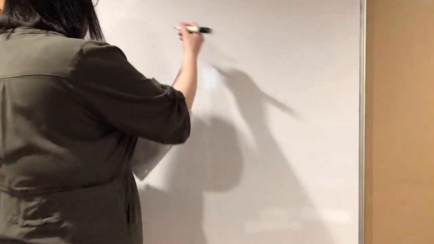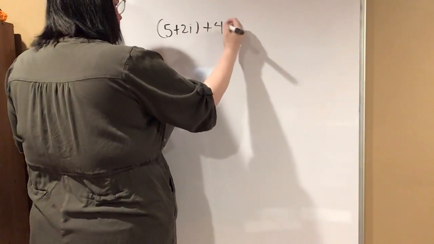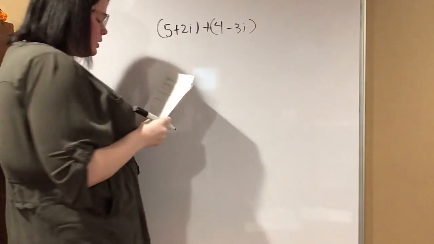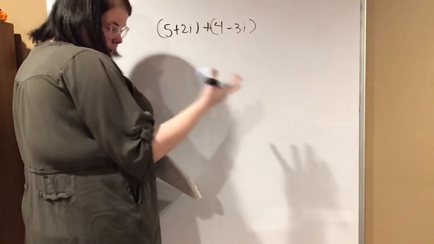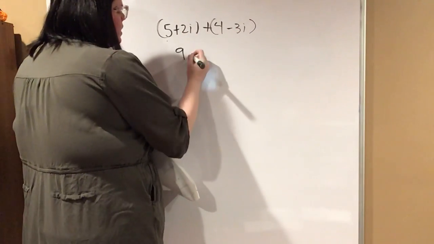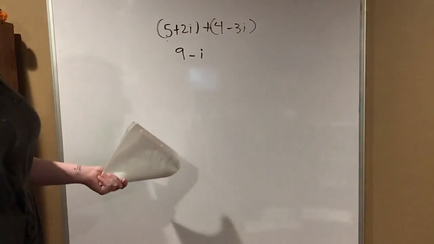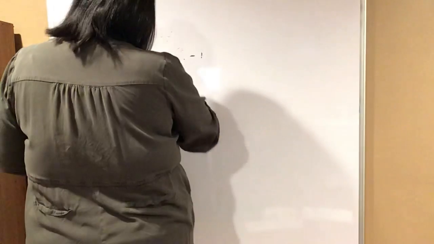Okay, so if we have the sum and the difference of complex numbers, so we're adding and subtracting, say 5 plus 2i plus 4 minus 3i. It's the exact same thing we were just doing. We're just adding what's in common. So 5 plus 4 is 9. 2 minus 3 is negative i. And we just added that, so it's 9 minus i. Adding and subtracting is pretty much the same. The i looks like a variable, but it's actually a number.